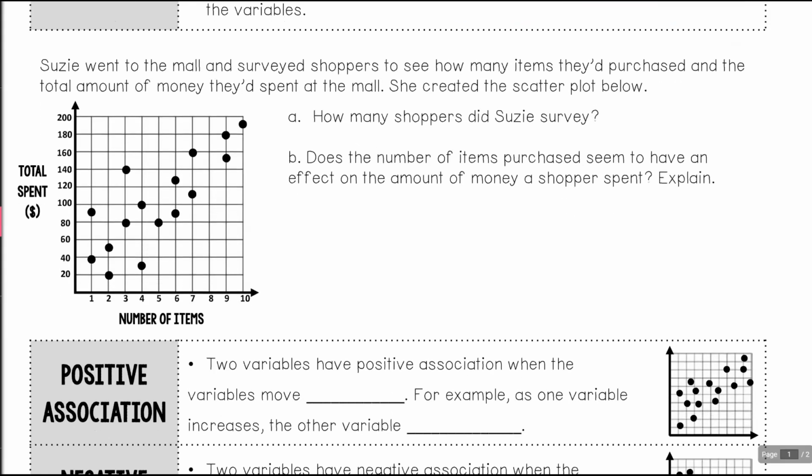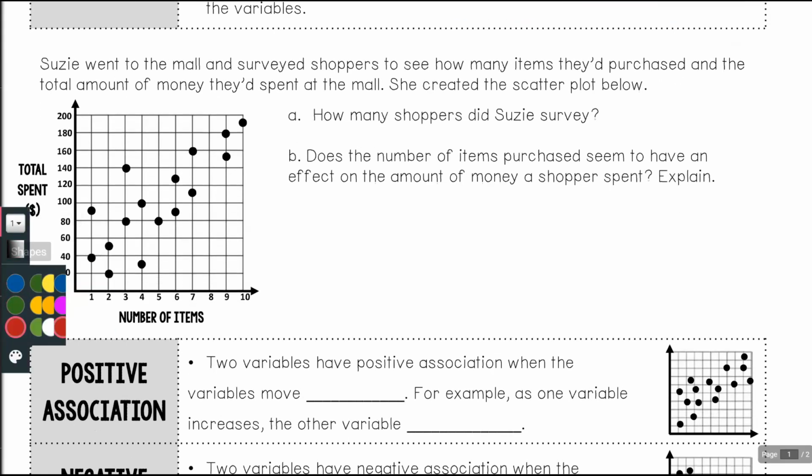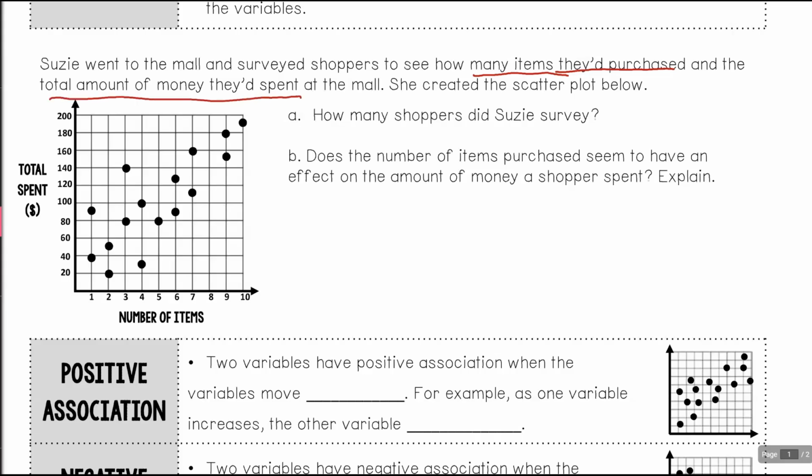So as we look at Susie here, she's the first example. We're working through this and seeing this firsthand, right? Susie went to the mall and she surveyed shoppers to see how many items they purchased and the total amount of money they spent at the mall. So items purchased and total amount of money are our two variables. Total amount of money is going to be the y in this example. Number of items is going to be your x.